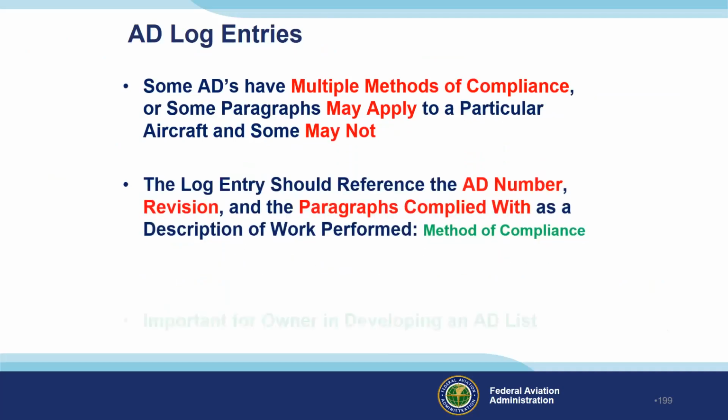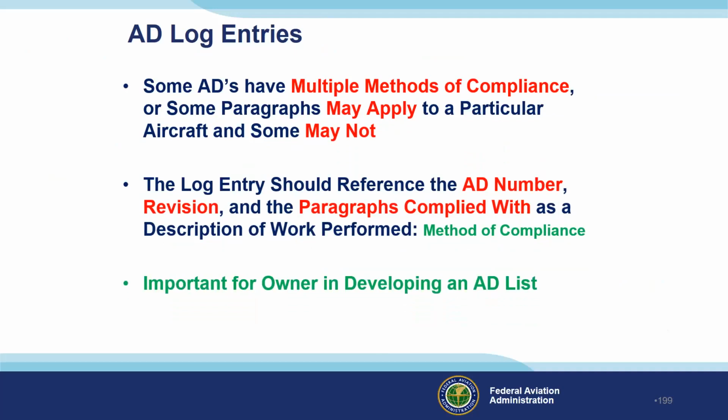Some ADs have multiple methods of compliance. We've all seen that. Or some paragraphs may apply to one model aircraft or one serial number range of aircraft and not another. So your log entry should reference the AD number, the revision, and the paragraph complied with as your description of work performed. This is the method of compliance. So, especially if there are different paragraphs that apply to different aircraft, it's important for the owner in developing an AD list.